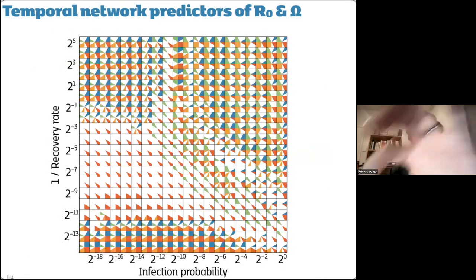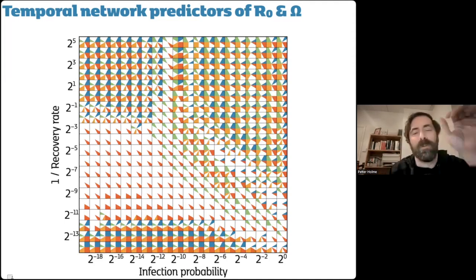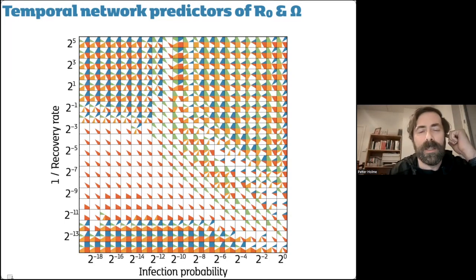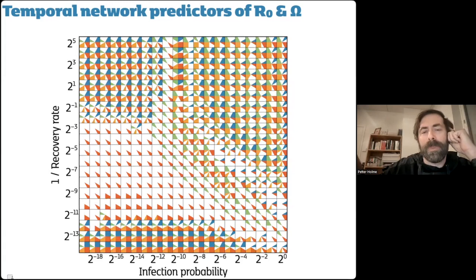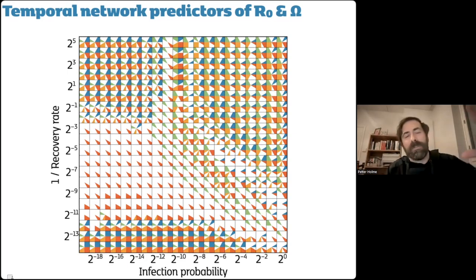And this is plotting this little map all over the parameter space of the SIR model, once again with the infection probability on the x-axis and the inverse recovery rate on the y-axis. So the biggest outbreak is in the top right corner, and the more complex situation is somewhere in the middle, where you're close to the epidemic threshold. You can see there's some consistent pattern: in different parts of the parameter space, different temporal network features are more important.